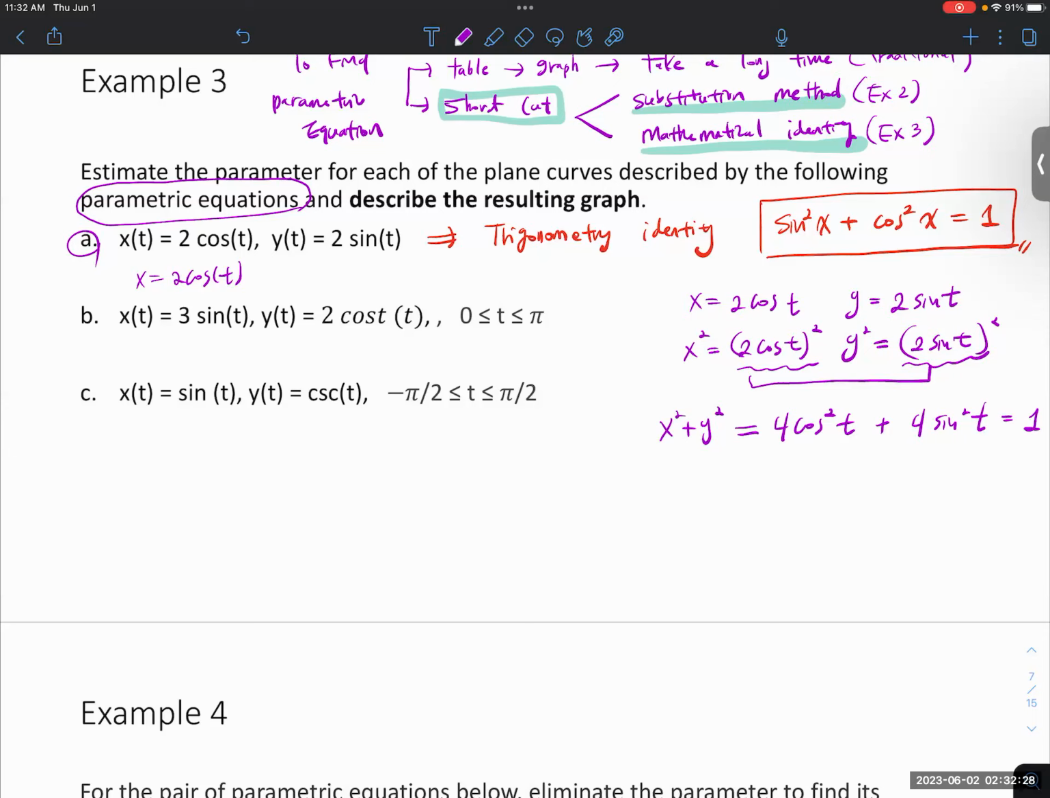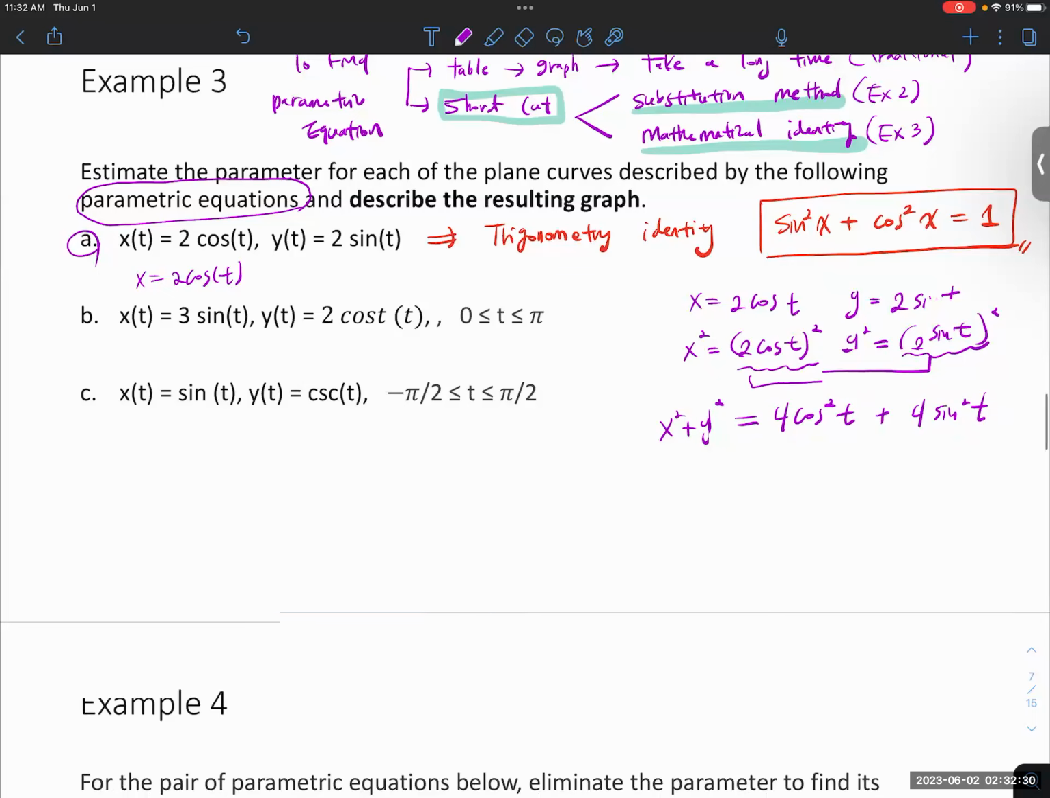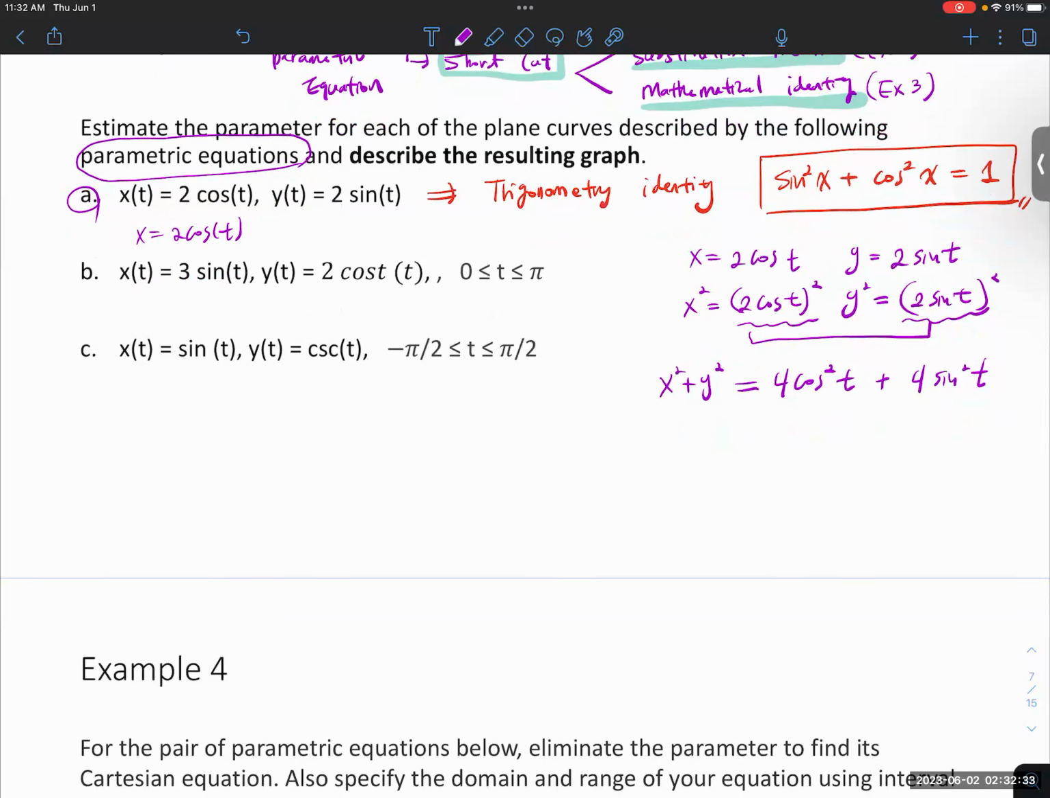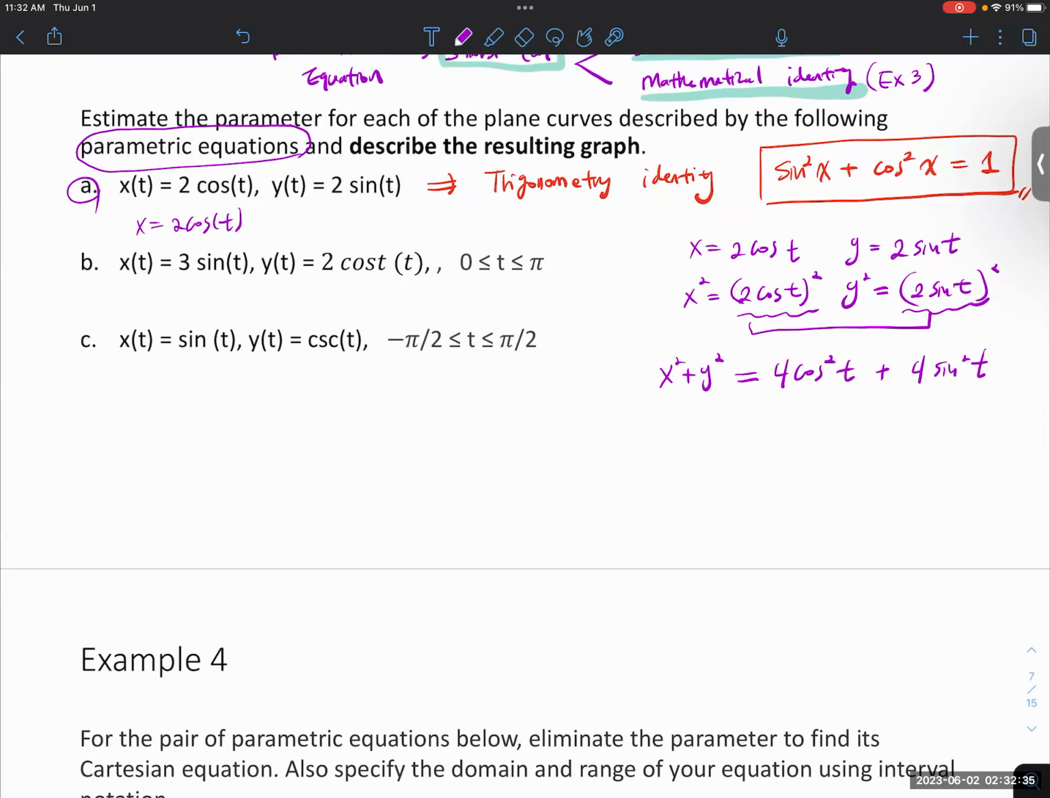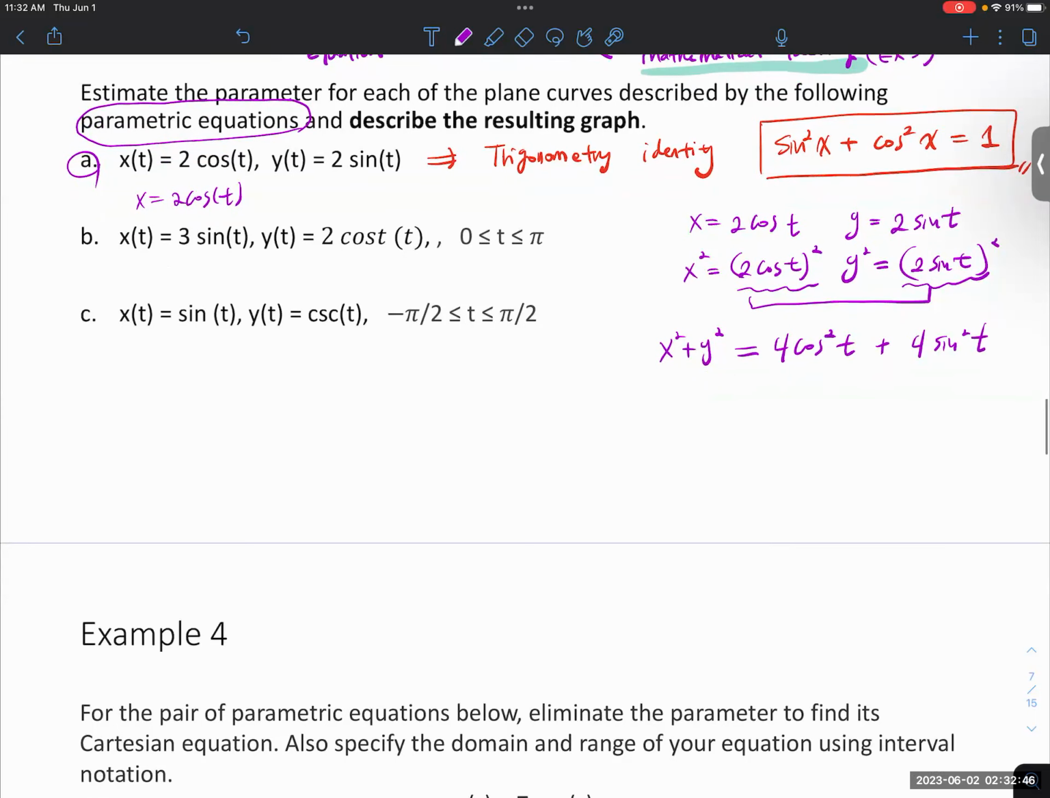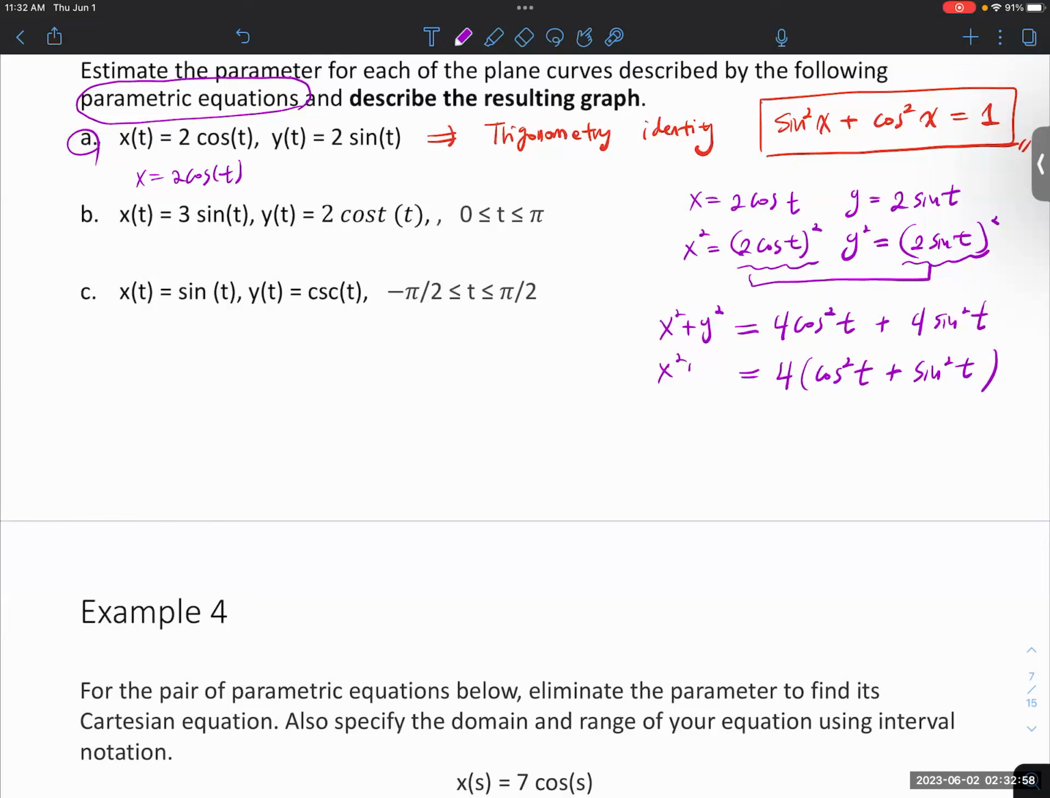Are you guys okay? So let's identify what's going on. So x squared plus y squared, we know that is 1. And then we just know x squared is 4 times cosine squared t, and y squared is 4 times sine squared t. Now I'm going to combine, find the common factor of cosine squared t and sine squared t. Does it make sense? I just factor out 4. So what does it mean? We just got it.